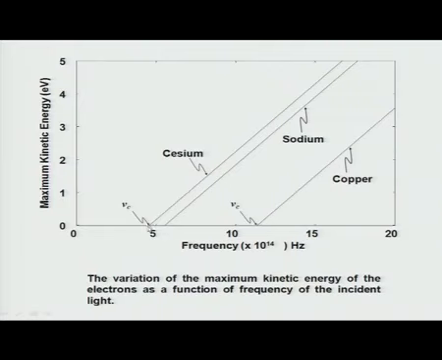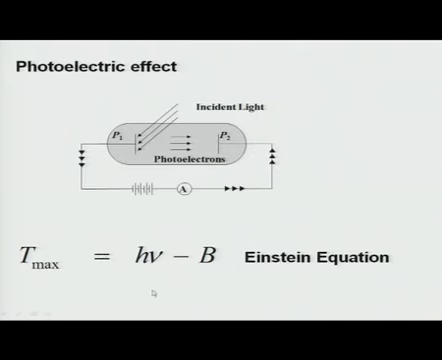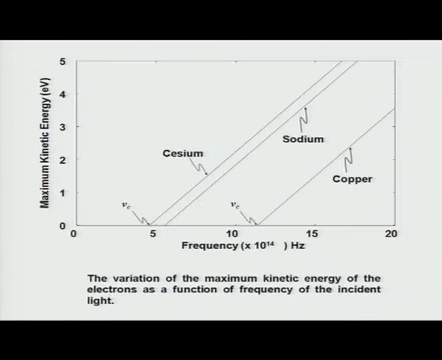For each one of them there is a critical frequency nu c. If the light incident is of a frequency less than nu c, then no matter how intense the light may be, it will not be able to produce the photoelectrons. This was actually observed by Philip Leonard before Einstein's 1905 paper. And then Einstein explained this photoelectric effect by using his quantum theory, the photon theory, and derived this equation. And this equation was very carefully verified by Robert Millikan.